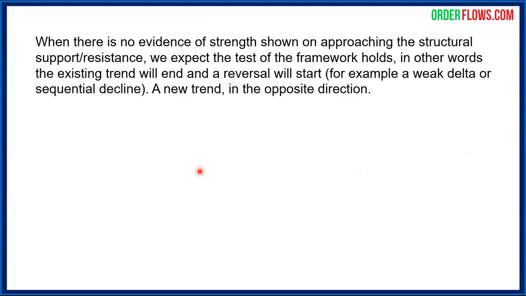So when there's no evidence of strength shown on approaching the structural support or resistance, we expect the test of the framework will hold, right? In other words, the existing trend will end and a reversal will start. For example, a weak delta or sequential decline, a new trend in the opposite direction is what you have to start looking for.